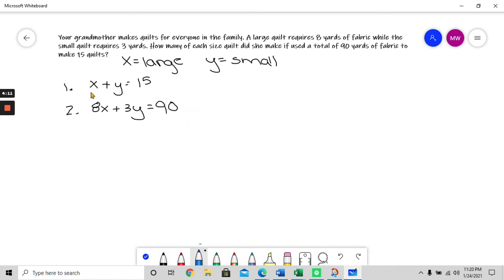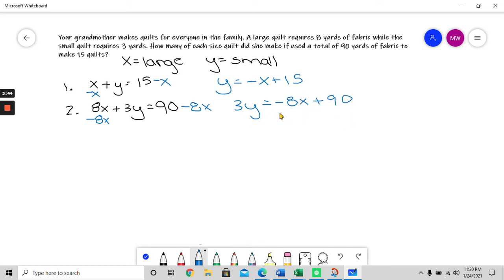We're going to rewrite these equations in y equals mx plus b. I'm going to subtract x from both sides. I'm going to get y equals negative x plus 15. I'm going to do the same thing over here. I'm going to subtract 8x from both sides. And I'm going to get 3y equals negative 8x plus 90.